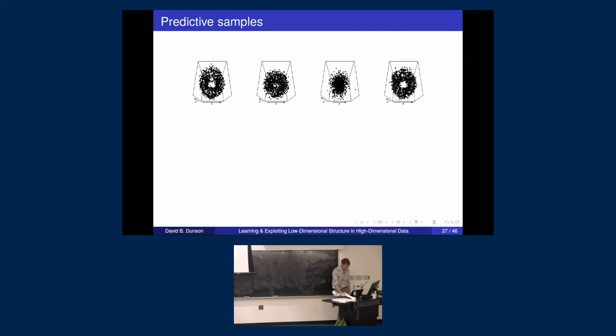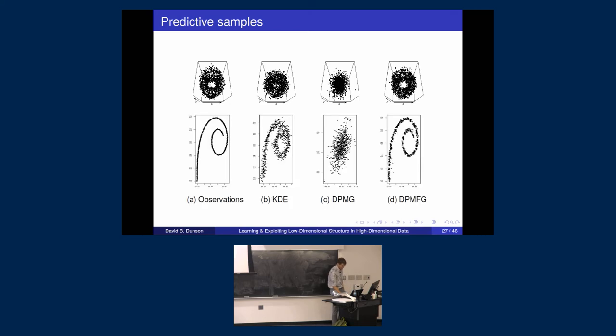And so here's the original data, noisy torus. Here's the kernel density estimation. Here's the really bad DPM of Gaussians. And here's predictive samples from our Fisher-Gaussian mixture for the noisy torus. And here's the noisy spiral. And so here we've inflated the noise a bit, but that's what we get.